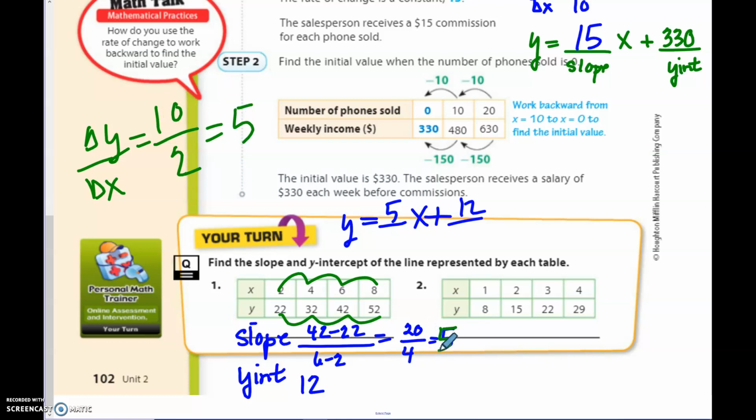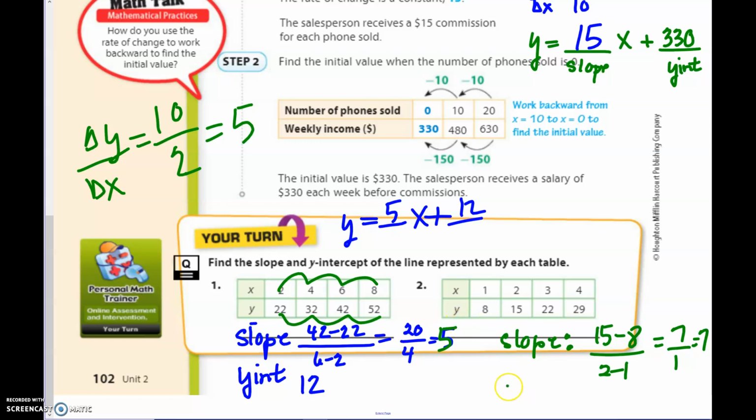Okay, let's go do number 2 here. So finding the slope. So take any two ordered pairs, so I can just use these first two if I wanted. The big trick is to make sure that you get the y values on top. So 15 minus 8, I'm using the first two ordered pairs, 15 minus 8, and then 2 minus 1. So 15 minus 8 is 7, 2 minus 1 is 1, so my slope is 7.